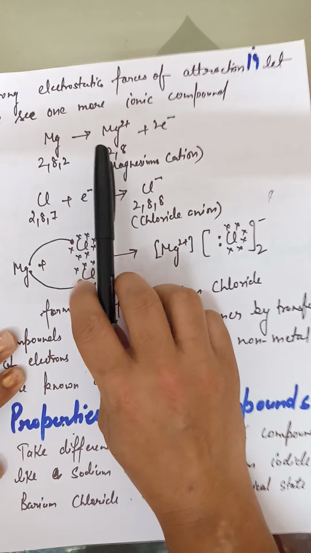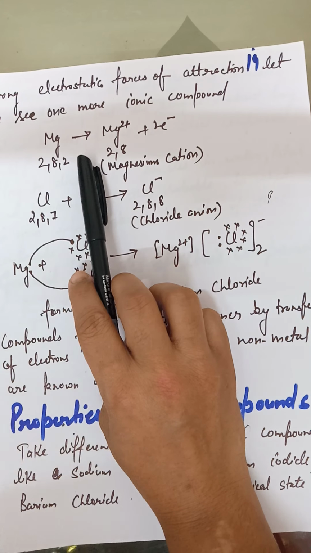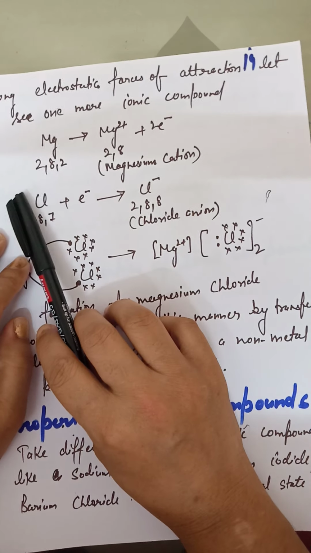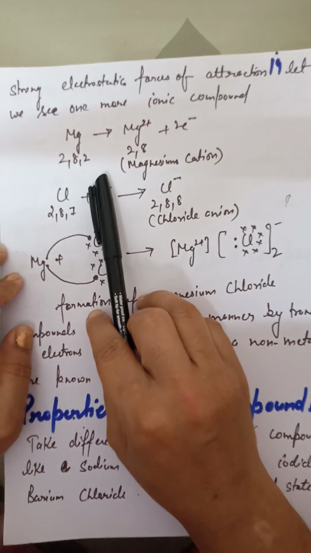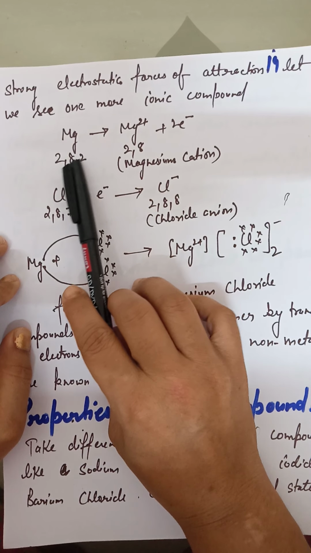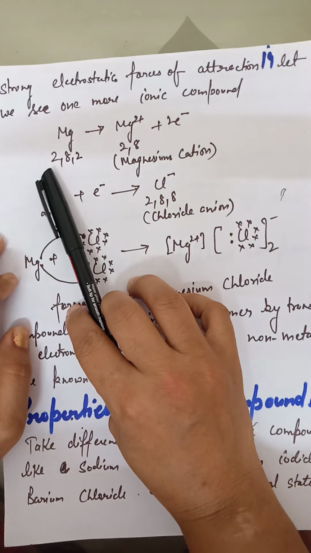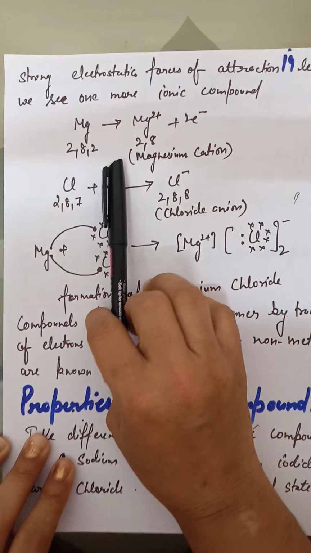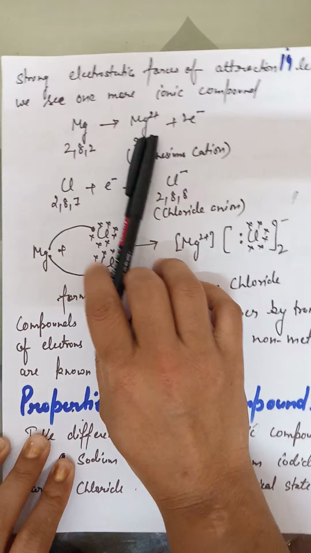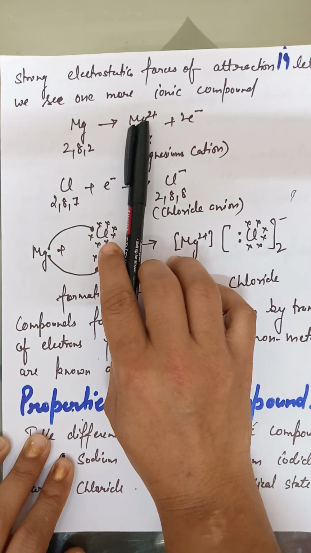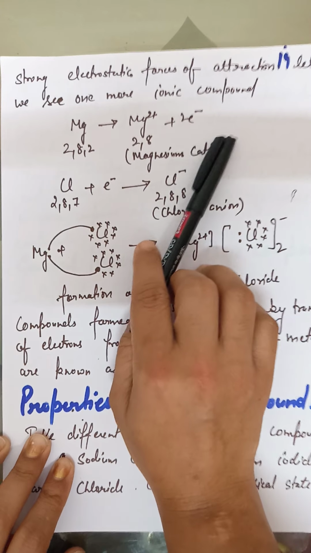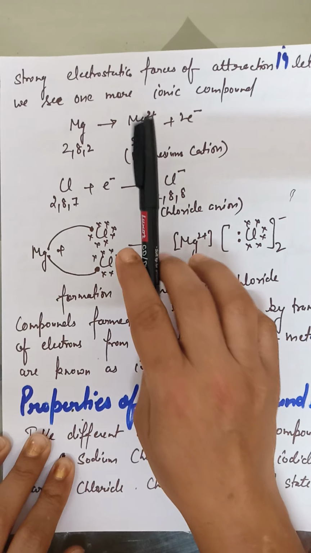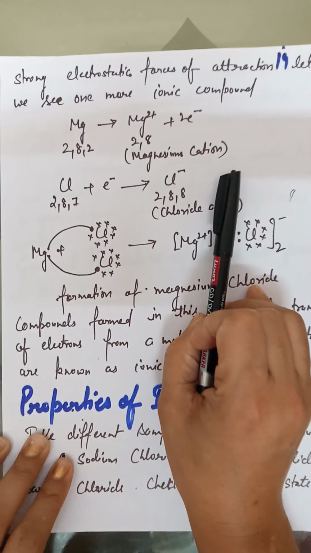Let us see one more ionic compound. Next we have, suppose, Mg having atomic number 12, magnesium. The electronic configuration for magnesium is 2, 8, 2. So its outermost shell has 2 electrons. To gain the noble gas configuration, it has to lose 2 electrons. So it forms Mg2+ by losing 2 electrons. It forms 2, 8, that is the magnesium cation. The positive ion is called magnesium cation.